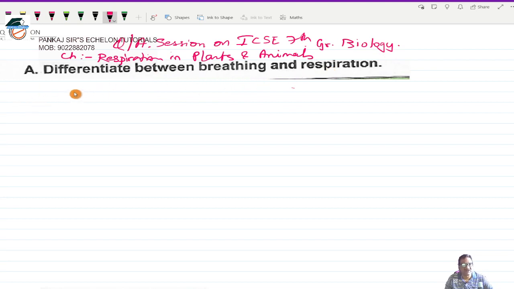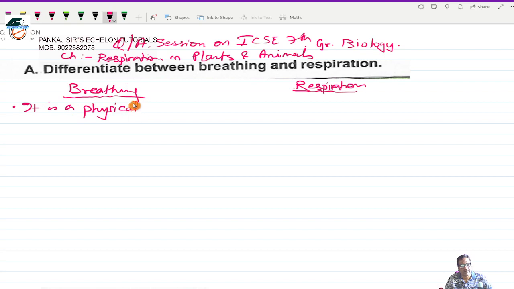The answer to this will be, I can write here breathing, and here respiration. Now the first point is breathing. Breathing is a physical process, while respiration is a chemical process. This is the first point of difference.